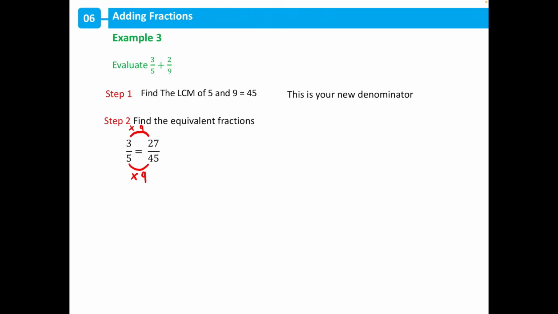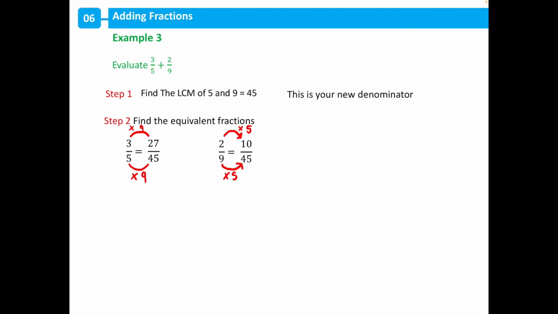Let's find the equivalent fraction for 2/9. 2/9 equals 10 over 45. How did we find this? We know our new bottom is 45. What must we multiply 9 by to get 45? 9 times 5 equals 45. To find the new top, we also multiply this by 5. 2 times 5 gives us 10.